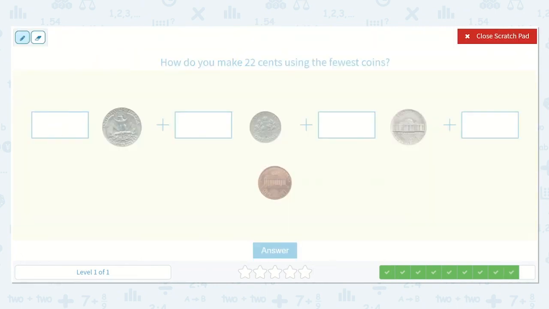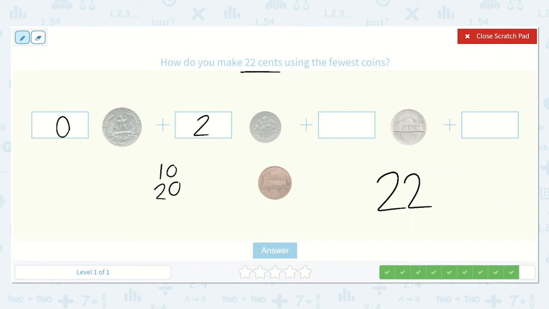Last we have, how do you make 22 cents using the fewest coins? Well, 22 cents is less than 25 cents, so we can't use any quarters, so that will be 0. But we can try counting by tens. 10, 20, oh, have to stop there. So I could do 2 dimes, which is 20 cents.